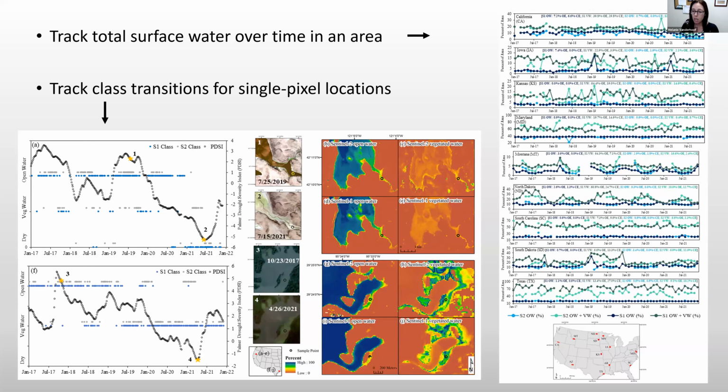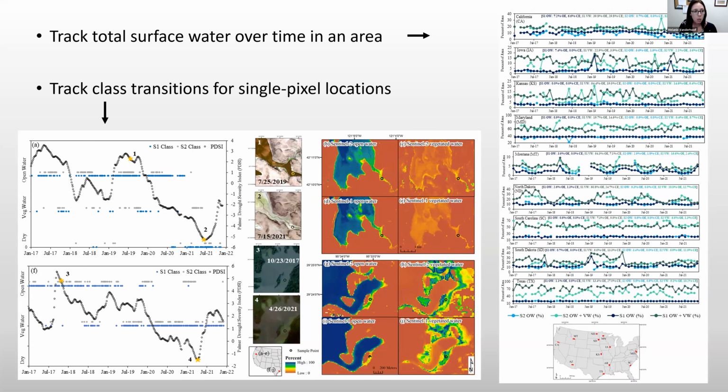We can also, instead of looking at individual pixels or individual water features, look at entire areas over time. On the right here, these are tracking open and vegetated water for the two different algorithms for blocks that are about 4,000 kilometers squared. And we can get a sense of how dynamic areas are over time, as well as how consistent the algorithms are with each other.